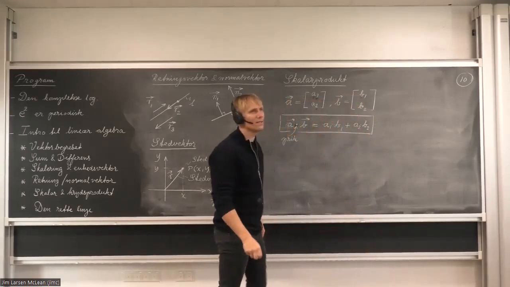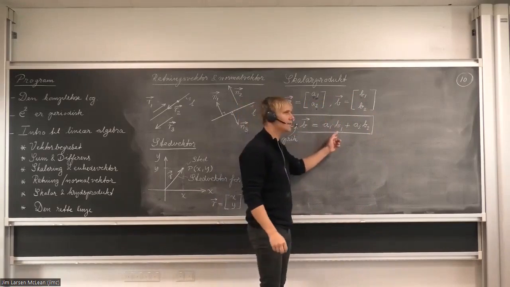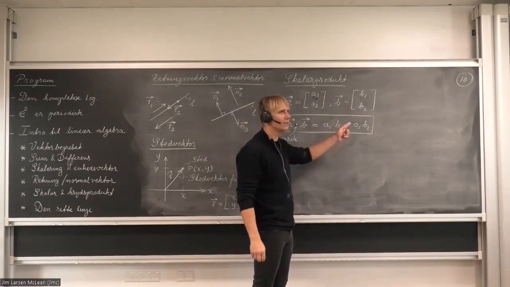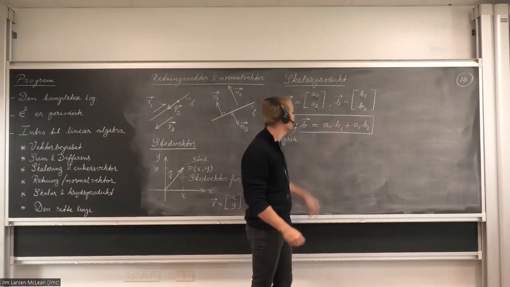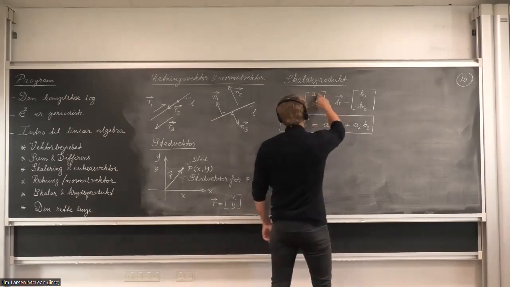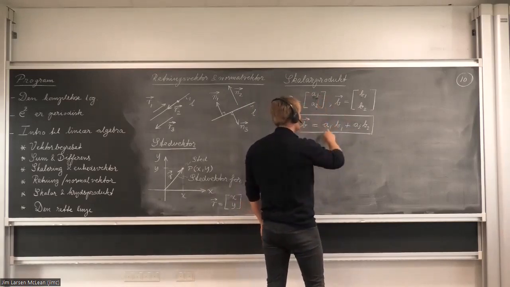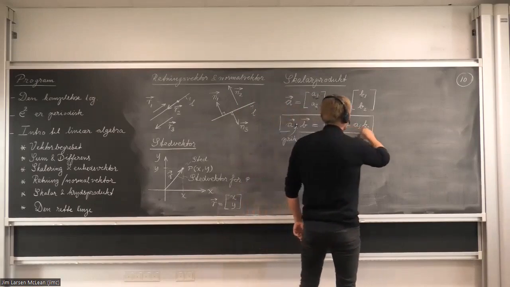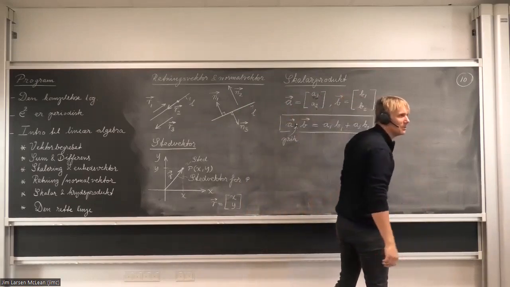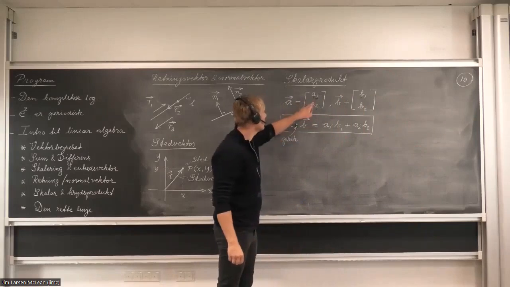What if they are three-dimensional? Then you take A1 times B1, plus A2 times B2, plus A3 times B3. That's just how it is, with three coordinates in each.